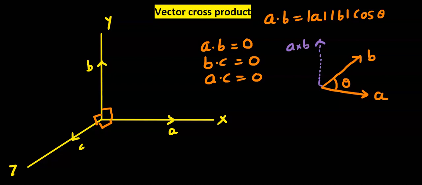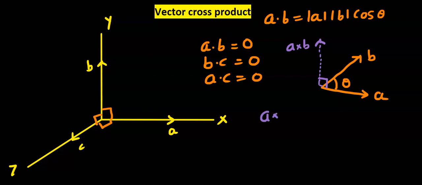Those who have seen my first video, if you haven't seen it, please go through it. I have explained how to find the direction. So A cross B works perpendicular to both A and B. So we can say from this point, A cross B and A, their angle is also 90 degrees.